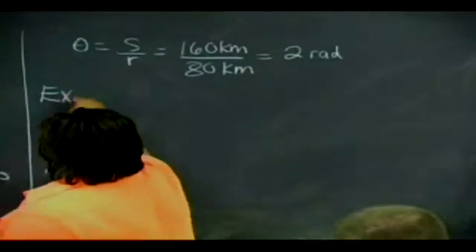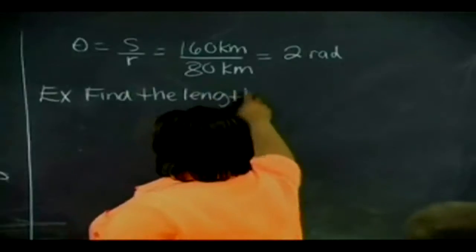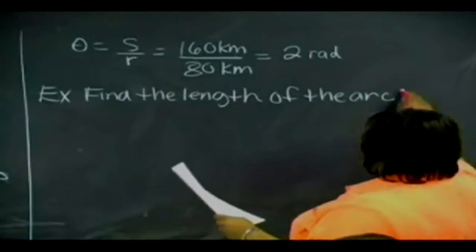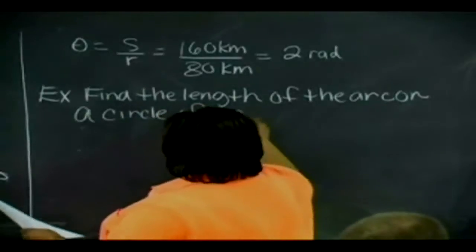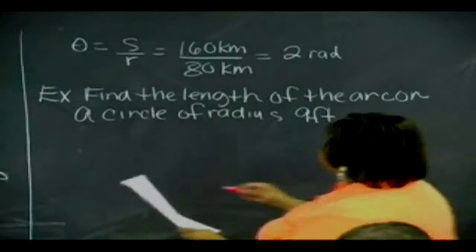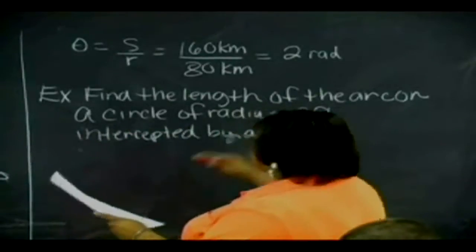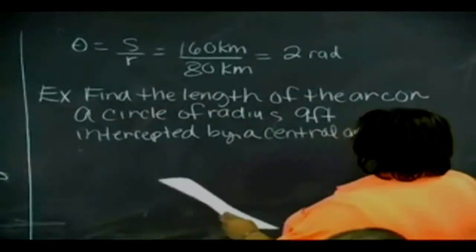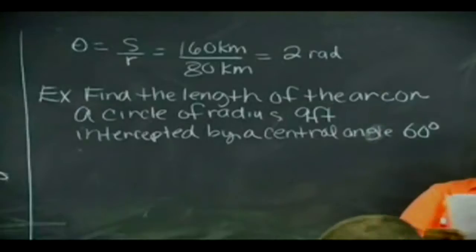Another example. Let's find the length of the arc on a circle of radius 9 feet intercepted by a central angle of 60 degrees. So you tell me, what do I need to do?